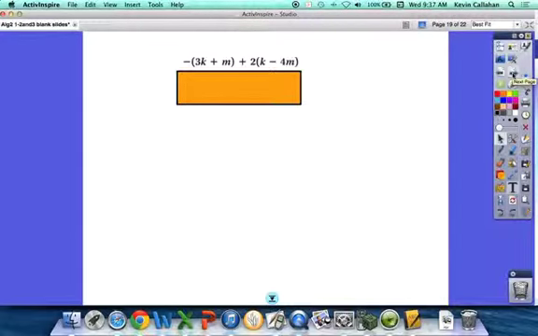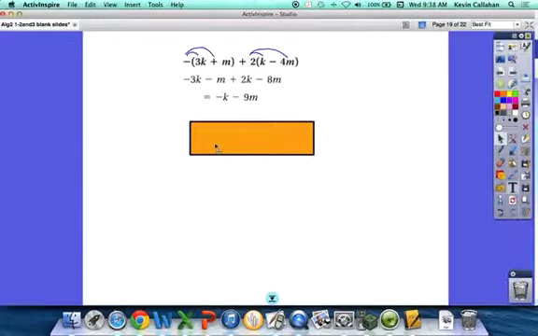Say again? You got to distribute first, right? You got to use the properties before you can do this. So what are you distributing? Well, this is pretty easy, right? 2 times k, 2 times negative 4m. What are you distributing here? The negative, right? It's like a negative 1 times. So you're going to have to multiply like that, and like that, and like that. Yeah, negative 3k minus m, 2k minus 8m.